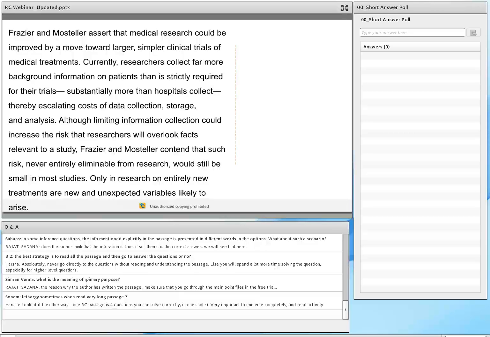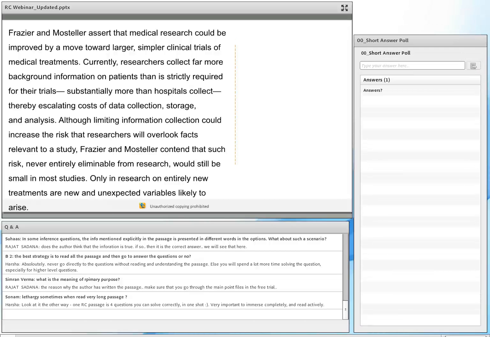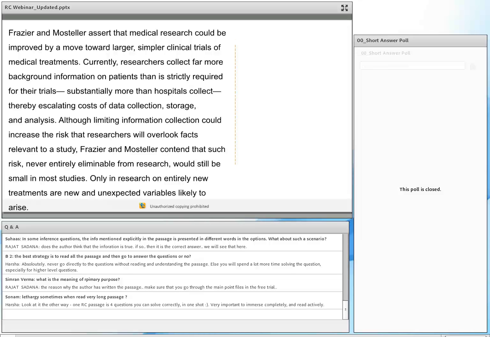Okay. Let's go here and let's try and apply this. So FNM assert that medical research could be improved by a move towards larger, simpler clinical trials of medical treatments. So the first thing which usually says, hey, it's someone else's assertion, it's not what the author is saying. FNM assert, per FNM, medical research can be improved towards larger, simpler trials. Okay, then let's look at the second line. Second line is the author says, currently researchers collect far more background information on patients than is strictly required for their trials. Okay, just if you pause over here, what's the distinction between first and second line?